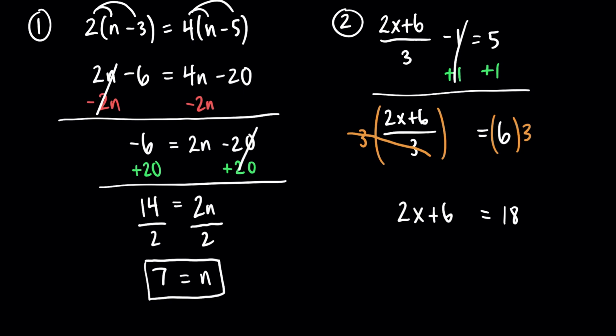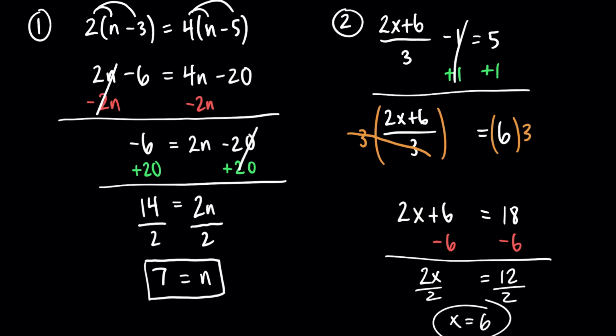From here, I would recommend subtracting 6 from both sides. So we're left with 2x on the left is equal to 12, and then I would divide by 2 on both sides. So you've got x is equal to 12 over 2, which is 6. Okay, so that's another kind of problem that you might see. Let's try some other ones.